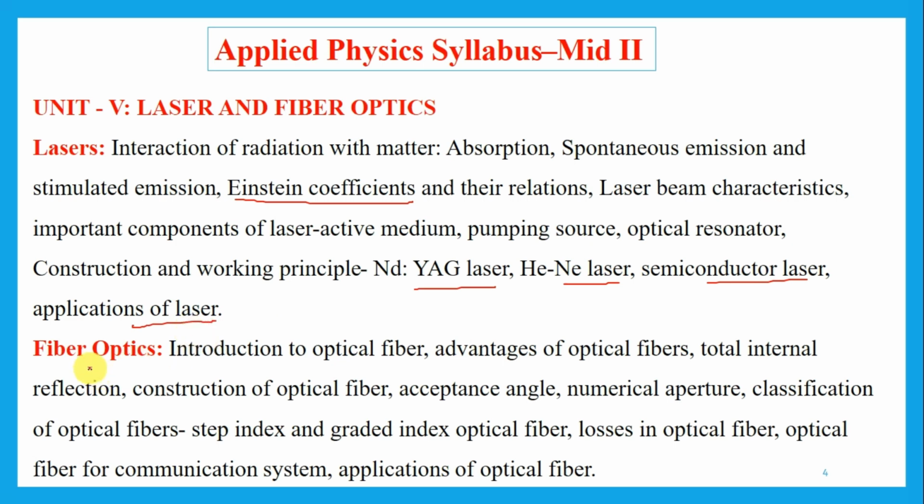Coming to the final part in unit 5, that is fiber optics. In fiber optics we have to know what fiber optics is and on what principle it works, what the advantages of optical fiber are, and its construction. Along with it we have to become familiar with acceptance angle and numerical aperture, and classification of optical fibers based on refractive index: step index and graded index optical fibers. Along with that we have to see losses in optical fiber for communication systems and applications of optical fibers.